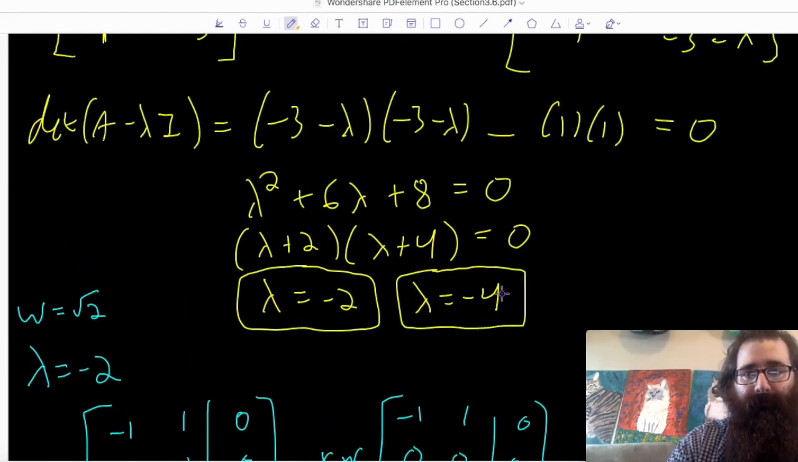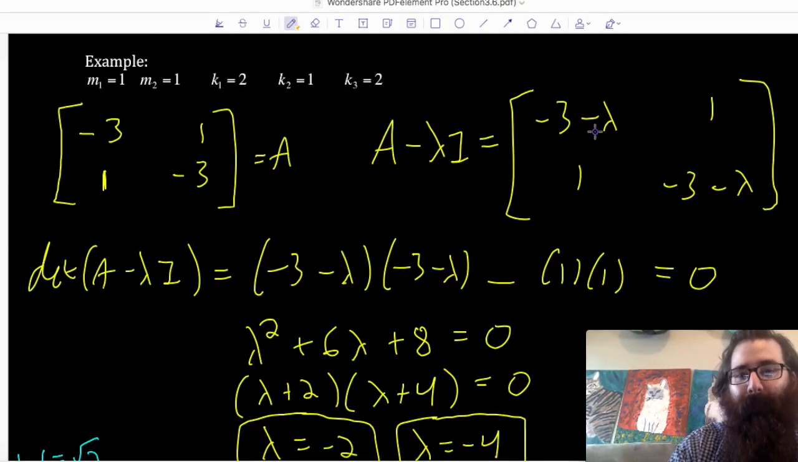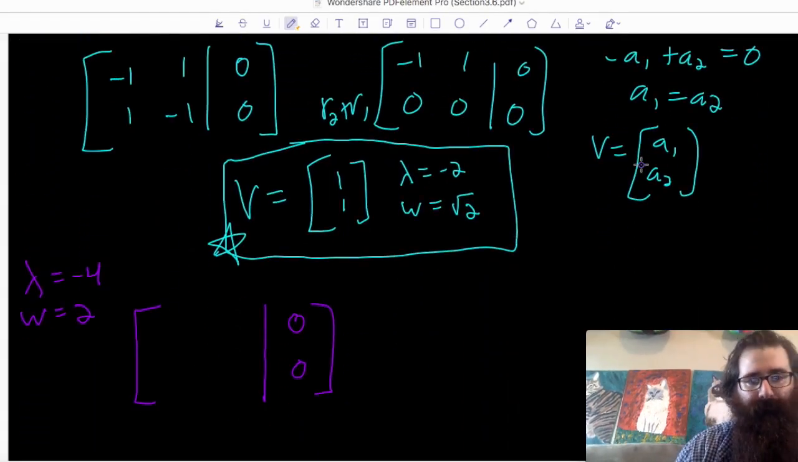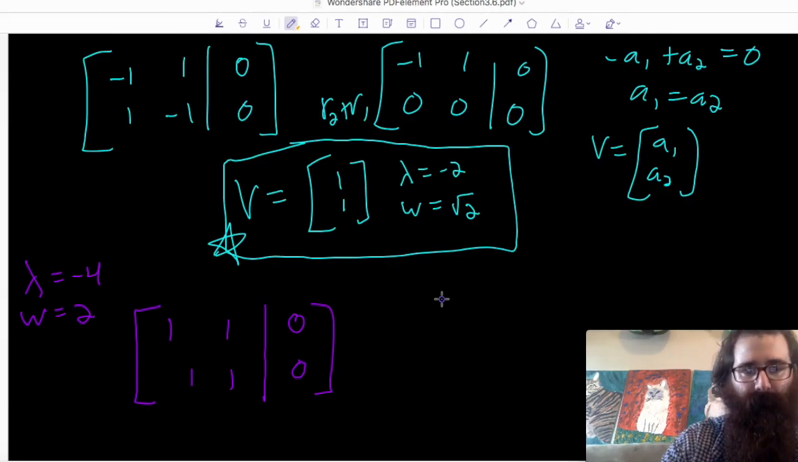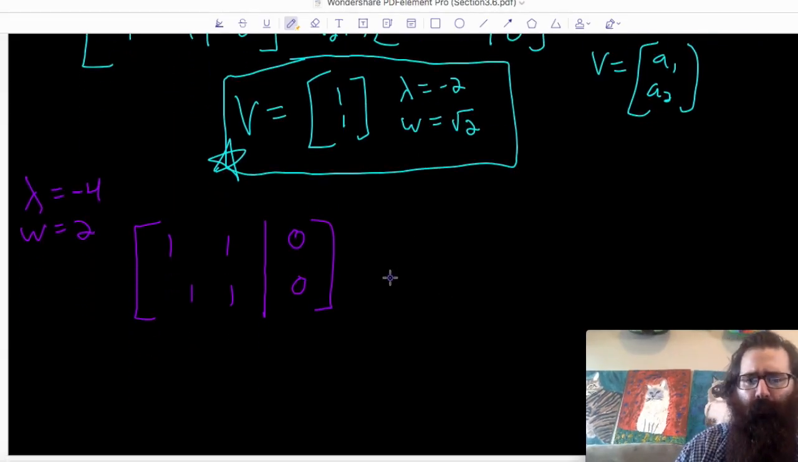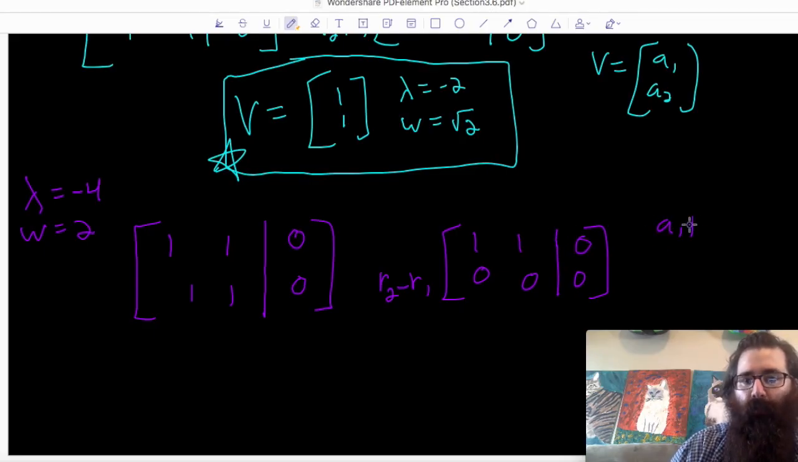What are we going to get? Well, negative 3 minus negative 4 is negative 3 plus 4, gives me 1. So I get 1, 1, 1, 1. And I can eliminate row 2, replacing with row 2 minus row 1 gives me a row of all zeros. I'm left with 1, 1 augmented with 0. And this says a1 plus a2 is equal to 0, or that a2 is equal to negative a1.